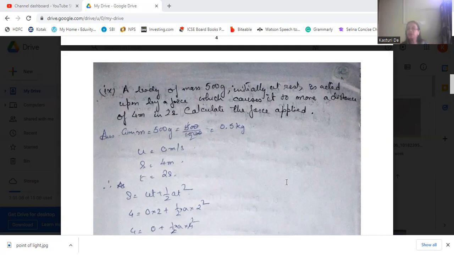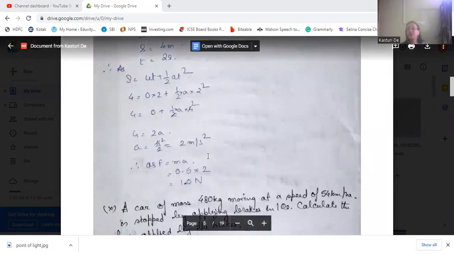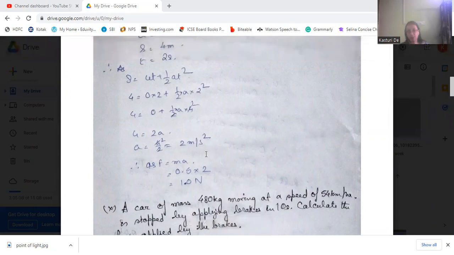Now from this we need to find out the acceleration first. So distance we know is 4. So we use the formula S is equal to ut plus half at squared. Now here S is given as 4 meters. Initial velocity is 0, so 0 into 2, that is 2 seconds is required. Time is 2 seconds. So half into a into 2 square. So we get acceleration as 2 meter per second square.